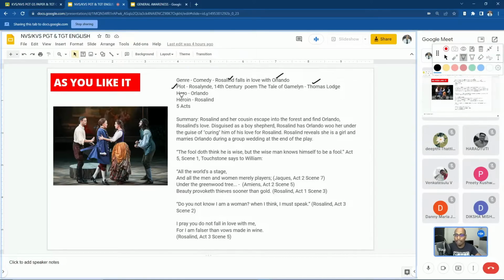The hero of this play is Orlando and the heroine is Rosalind. It is much like a Bollywood love story, and it has 5 acts. I'll read out the summary once and then go with the act-wise explanation of the story. Rosalind and her cousin escape into the forest and find Orlando, Rosalind's love. Disguised as a boy shepherd, Rosalind has Orlando woo her under the guise of curing him of his love for Rosalind.